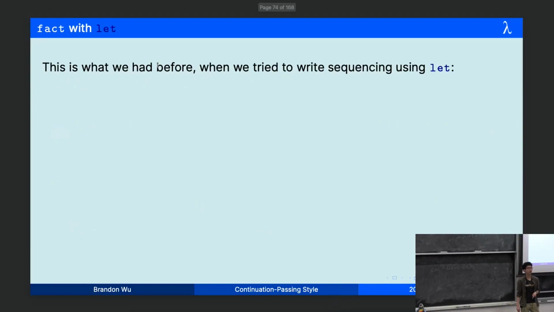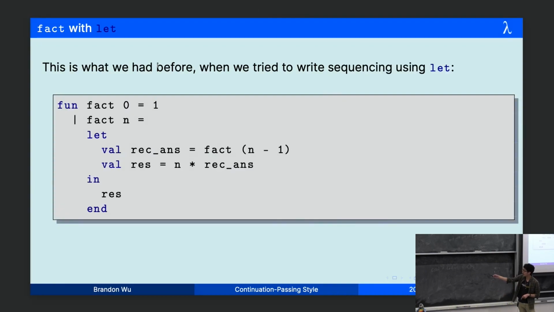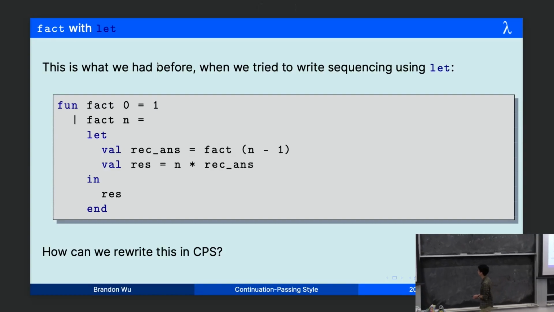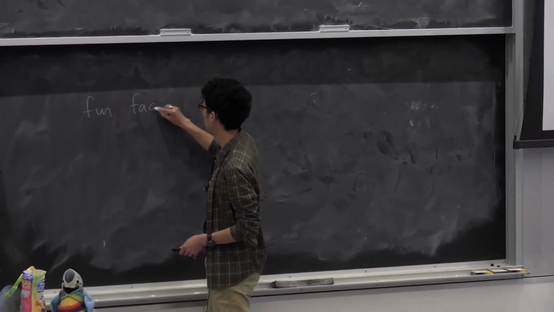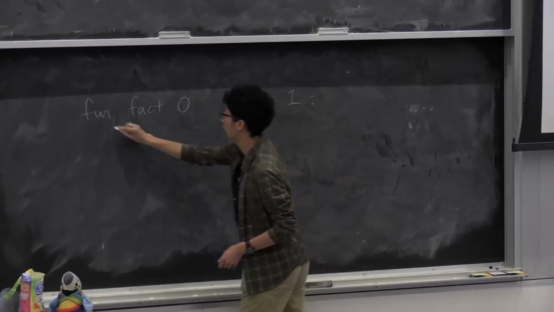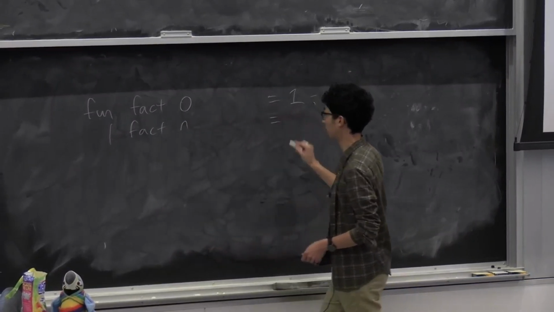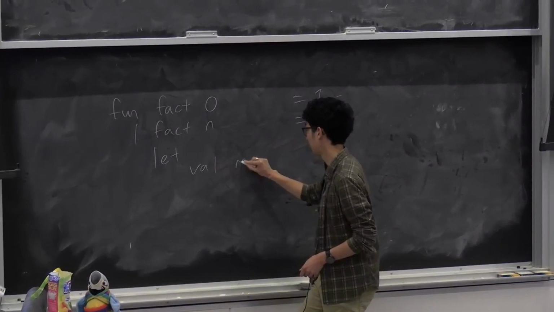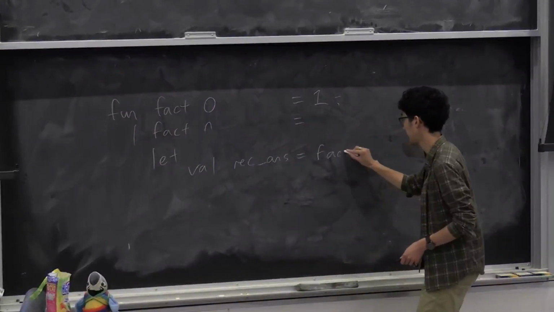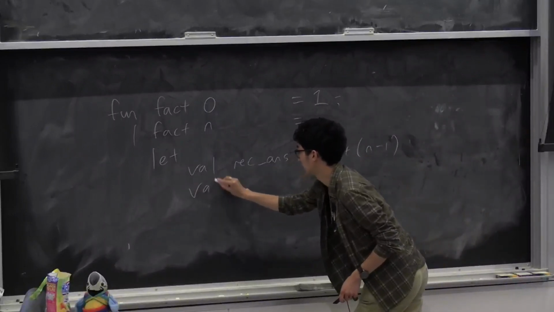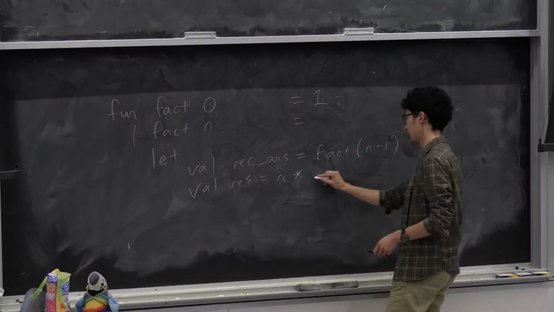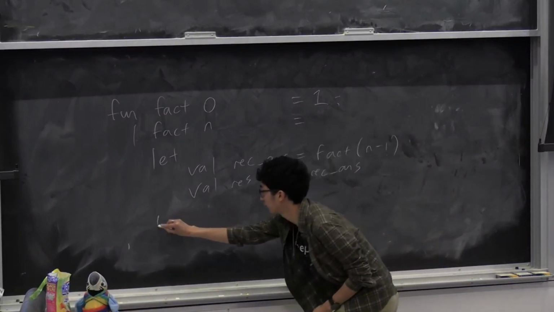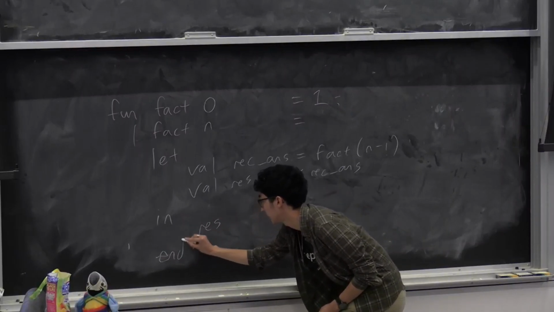Remember that this is what we had when we tried to do fact. We wrote this giant let thing, which is fine, if not readable. And we want to convert this to a CPS style. So we're going to do that on the board now. How do I rewrite this function in CPS? It's most helpful to write a function in CPS if you are starting from it originally. So we're going to do fact n equals let val rec equals fact of n minus 1, and then val res equals n times rec, and then we just return res. Sorry for those of you on the left where this is hard to see, but it's just what's on the board right there.